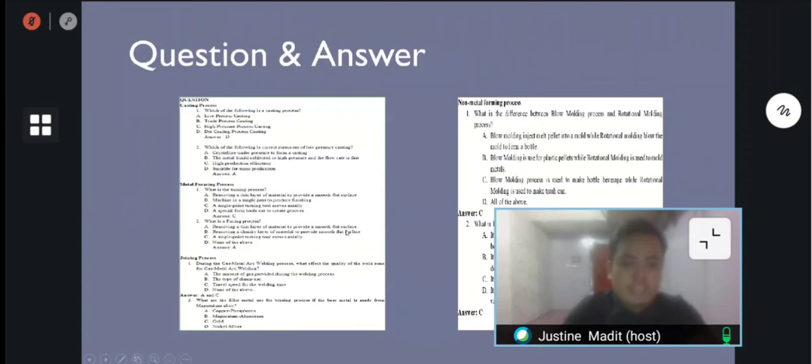Machining process. During the gas metal arc welding process, what affects the quality of the weld zone? The answer is A and C: the amount of gas provided during the welding process, and C, the travel speed for the welding time. I'm sorry, I'm confused about the pronunciation. Number 2, what is the filler metal used for the brazing process if the base metal is made from magnesium alloy? I'm not sure about that one, but I think the answer is nickel.